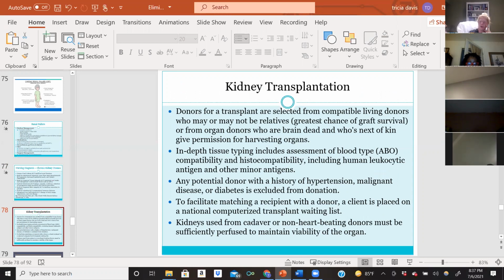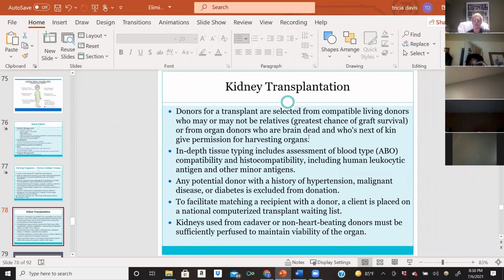So we did say that sometimes our patients will require a kidney transplant. Donors for a transplant are selected from a compatible living donor, and these donors may or may not be relatives. The greatest chance of graft survival comes from a compatible relative. We can also get these organs from donors who are brain dead and whose next of kin give permission for harvesting organs. So if you're an organ donor and your family knows that, and your power of attorney or whoever takes over your advance directive can donate your organs for you if they knew that was your wish.